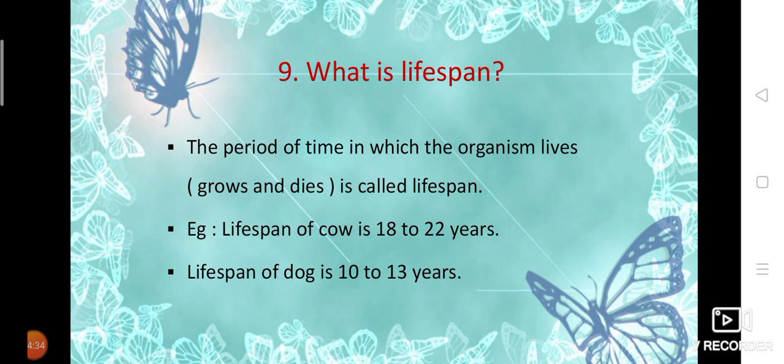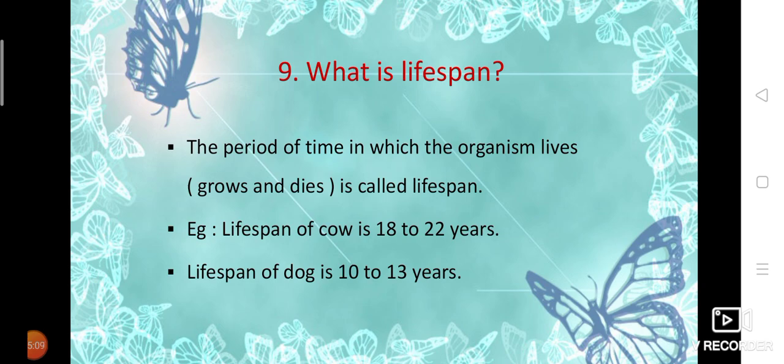Question number 9. What is lifespan? The period of time in which the organism lives is called lifespan. What do you mean by lives? That is, grows and dies. It starts from our birth and ends with death. That is the lifespan, the time duration from the birth till the death.